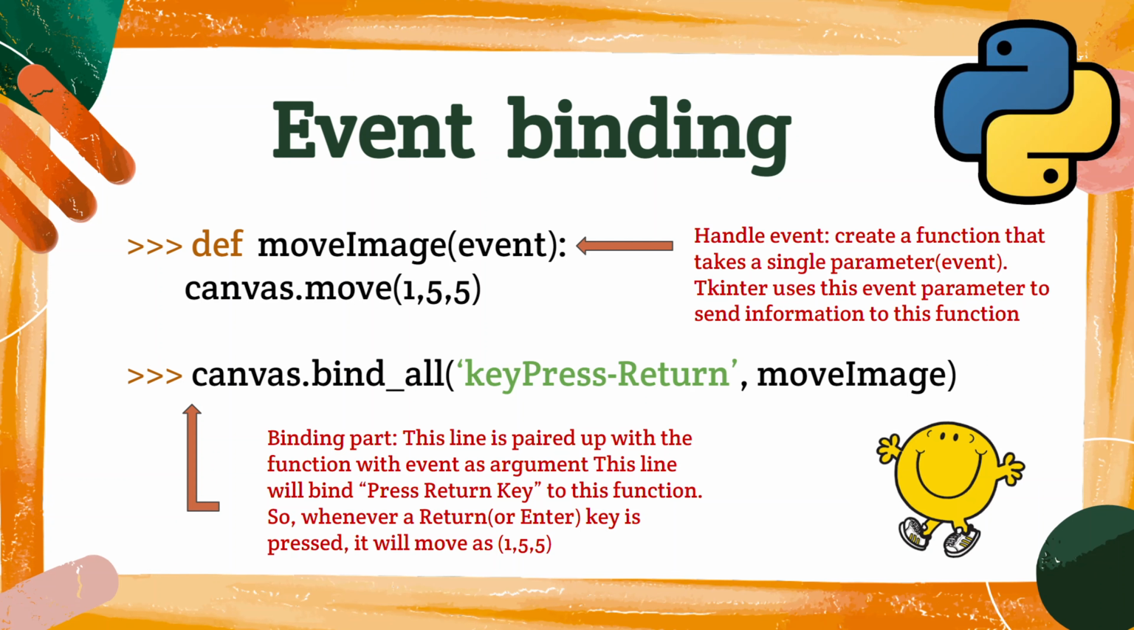Next, please look at the last line, canvas.bindAll. This line is paired up with a function that takes event as argument. This line will bind press return key to this function. So whenever a return or enter key is pressed, it will move as 1, 5, 5.